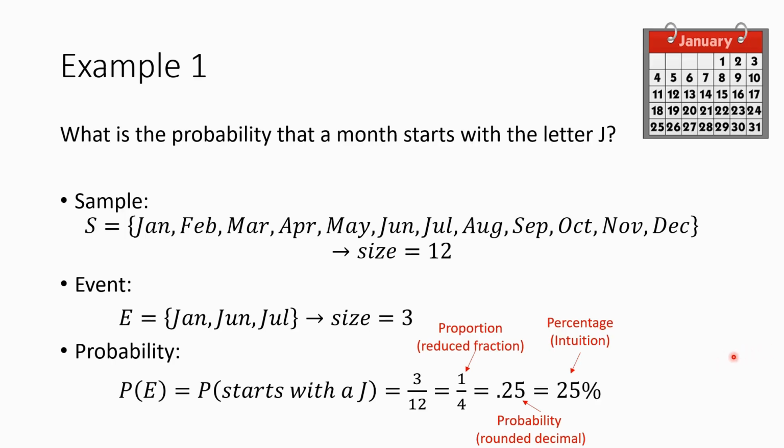If they ask for a proportion, simplify the fraction. Okay, so it would be 1/4. If they ask for a decimal, round it to the specified number of places, and MyStatLab will tell you 1 decimal place, 2 decimal places, 3 decimal places. Being mindful of these formatting expectations will help ensure your answers are marked correct.